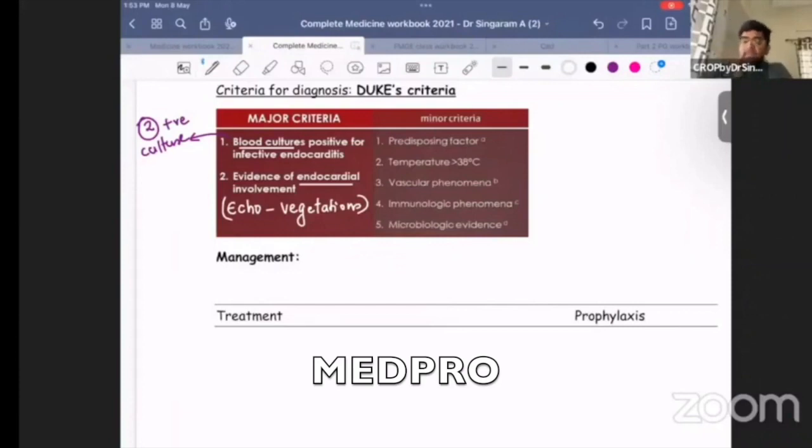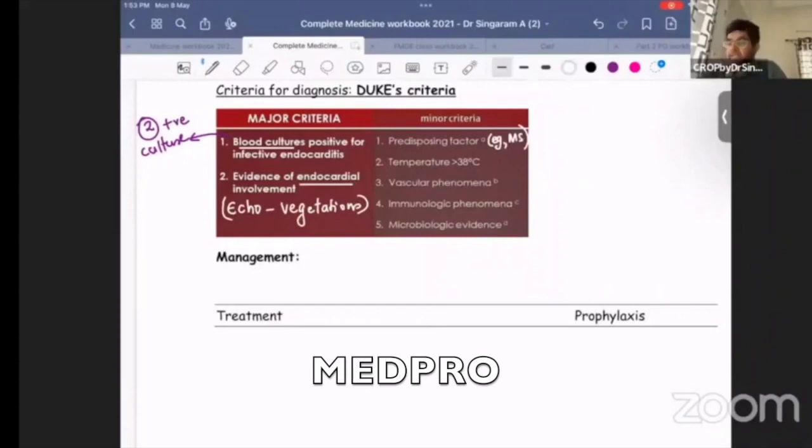There are 5 minor criteria I told you. What is that? Predisposing factors. For example, the patient is having mitral stenosis or a rheumatic heart disease. That can be a predisposing factor. Second, of course, fever should be present. Temperature more than 38 degrees centigrade. Third is the vascular phenomenon. I have told you what the vascular phenomena are, like Janeway lesions, infarction in the organs. You can also have embolic phenomena, or immunological phenomena, for example Osler's nodes, Roth spots, glomerulonephritis. All these can be there.